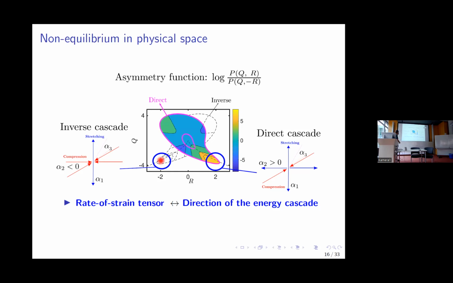But whereas when you look at the rate of strain tensor and you change the sign, what happens is the fundamental topology of the way the flow is being deformed changes. Okay, in the direct cascade, you have something that is being mostly compressed in one direction and being stretched in the other two.